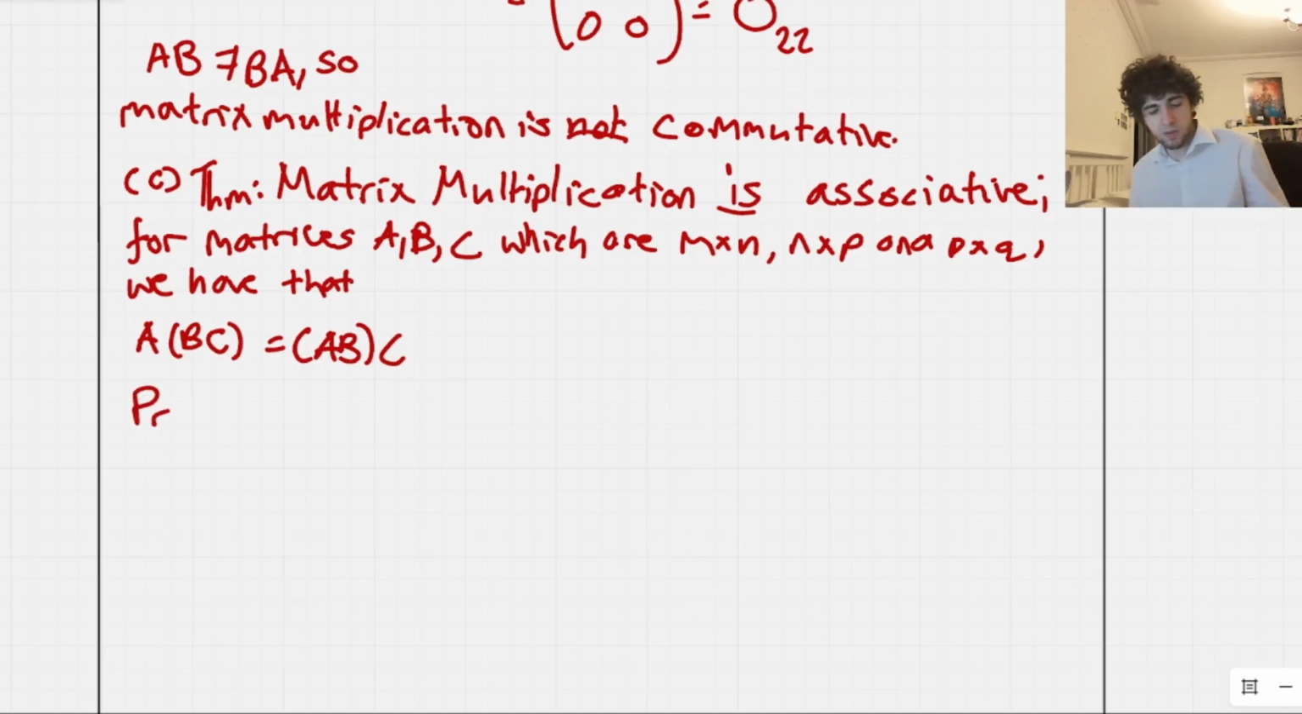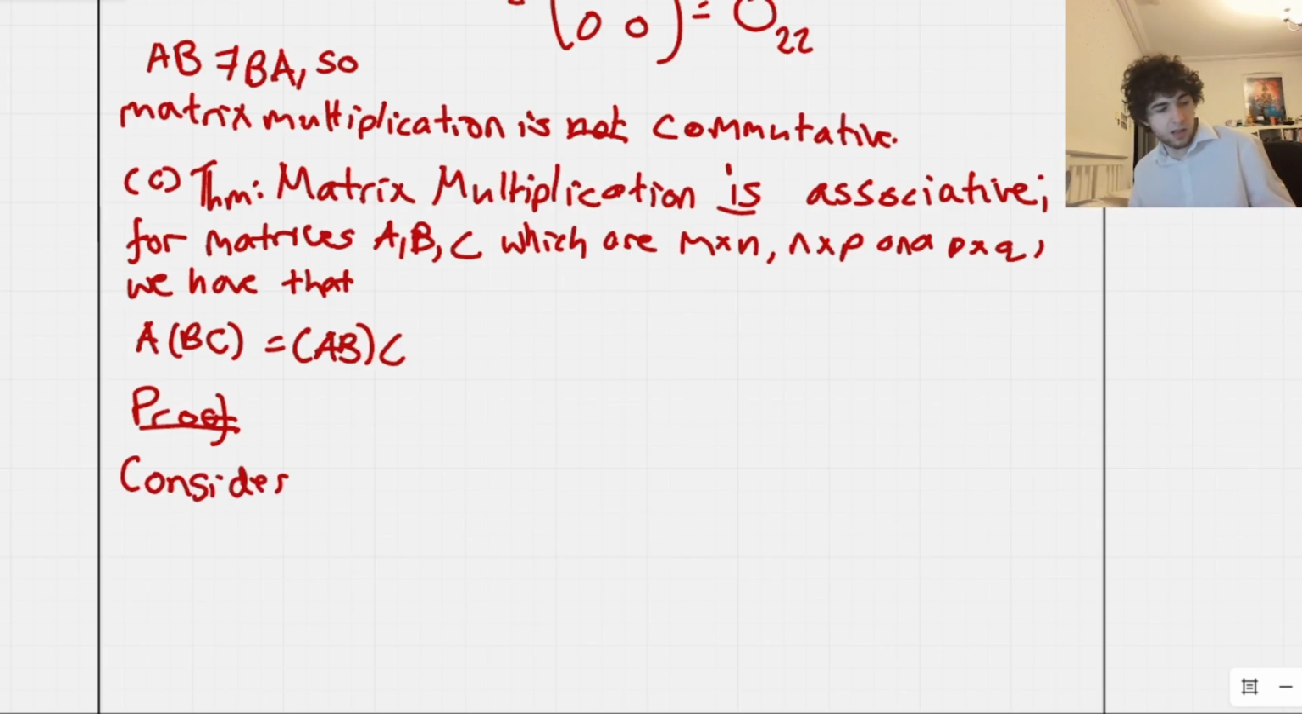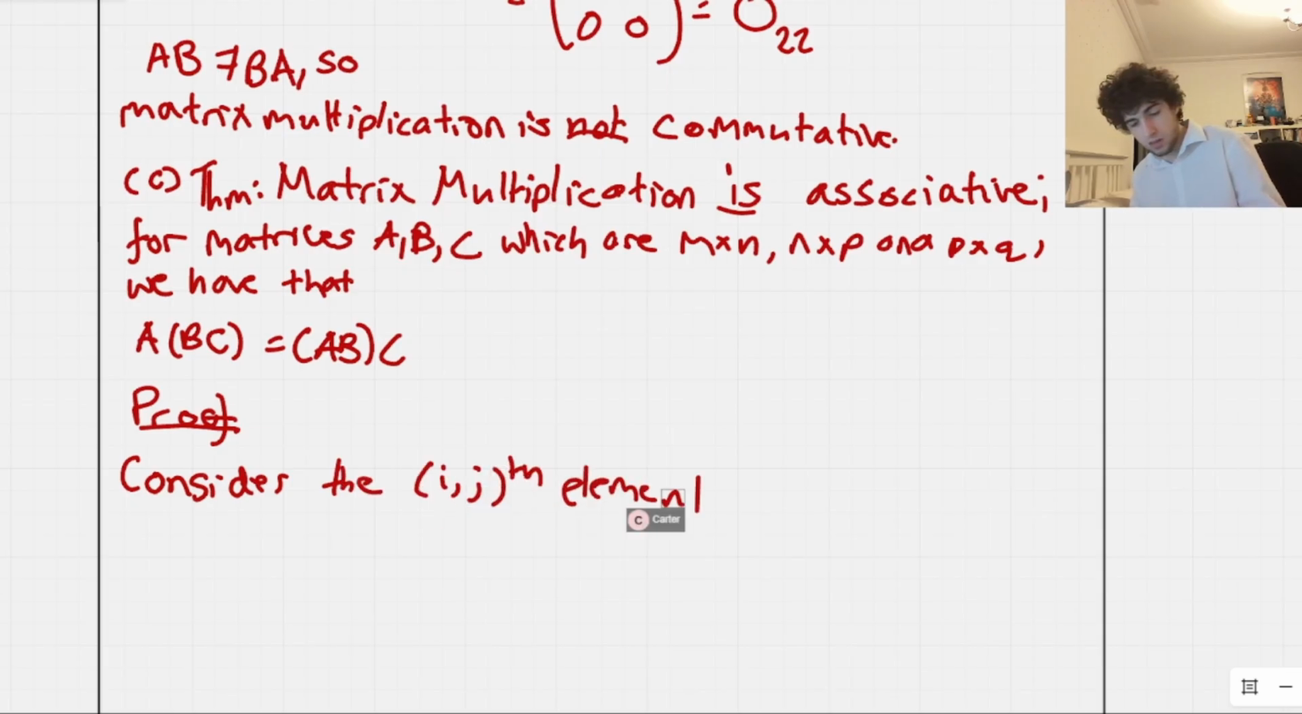So let's prove it. This is a little bit of an annoying proof. Not really annoying, but you need to get used to the sums and things like that, because naturally there's a sum, given that we defined our matrix multiplication as a sum. So we have to deal with those. We're going to start by considering the ijth element of ABC.